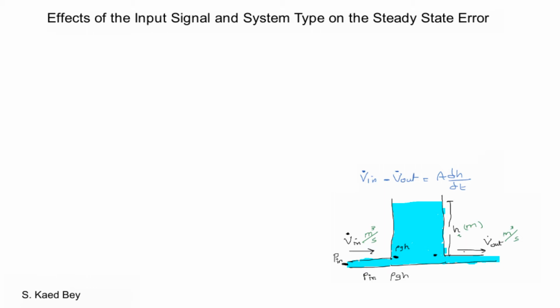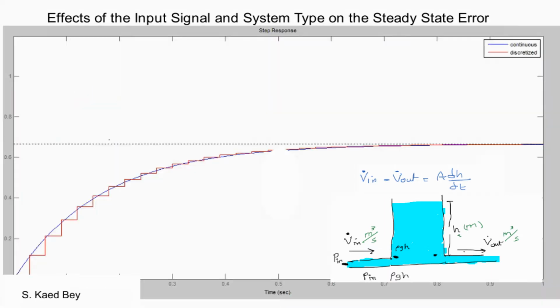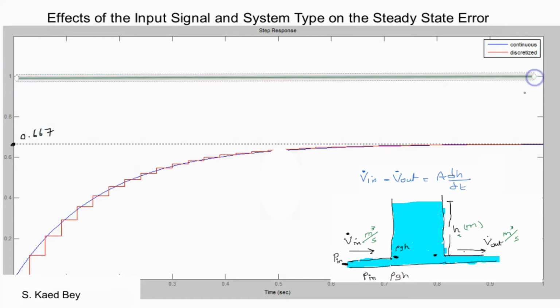However, if you assume a fixed leakage or an output volumetric flow rate exists, then the output volume flow rate will depend on, or will increase as, the liquid height h increases. If you recall, the water level control steady state response was 0.667. This means the discrepancy from the input is 0.33.